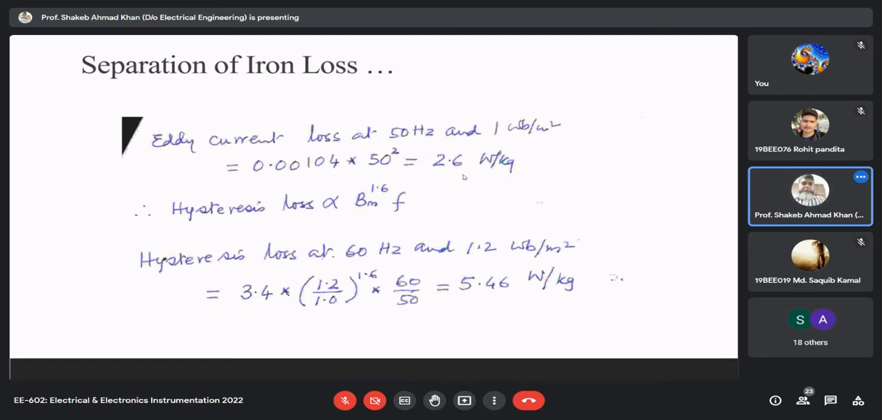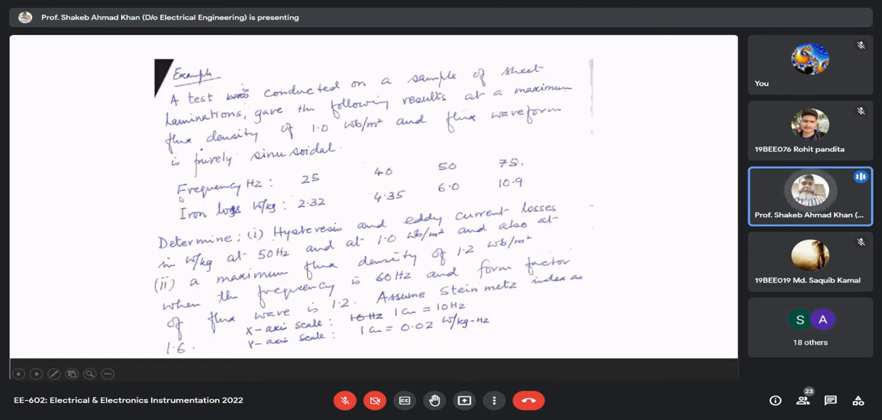Now in the second part, we are changing the maximum flux density. Instead of flux density of 1 Weber per square meter, now for the same sample we want these two losses at 1.2 Weber per square meter and at 60 hertz.